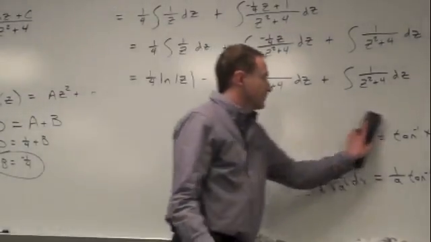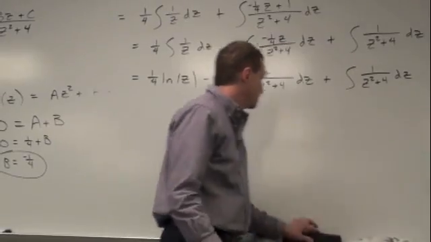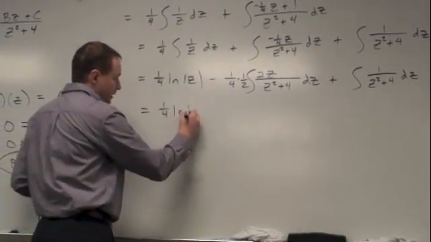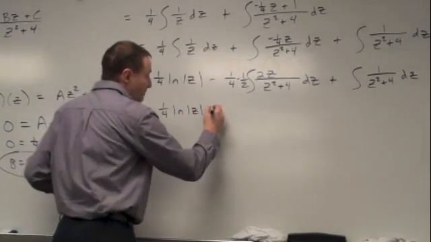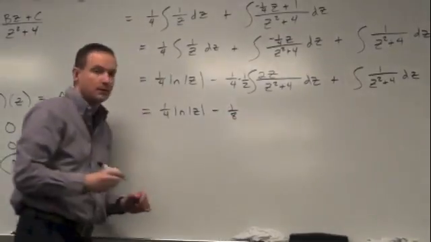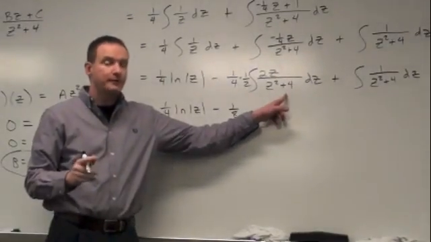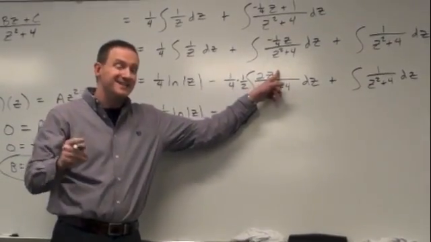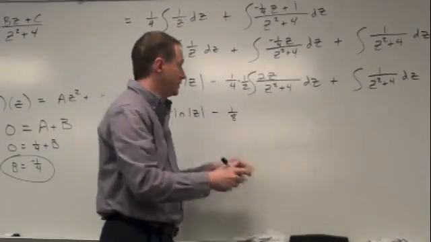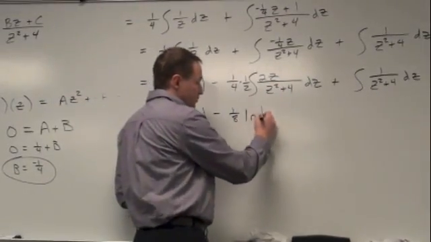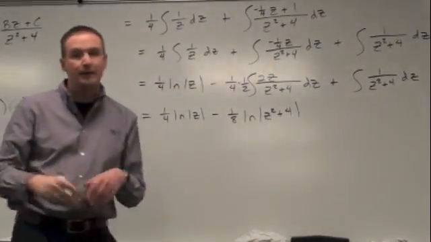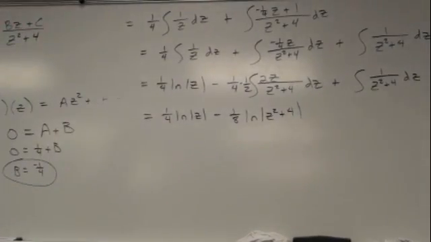Now, let's go through and integrate. Our first term, already done, 1/4 natural log of z. Minus 1/8. All of this, every single solitary time you see the derivative of the denominator in the numerator, it's the natural log of the denominator. So 1/8 natural log of z squared plus 4. No absolute values really needed there, but they never hurt.